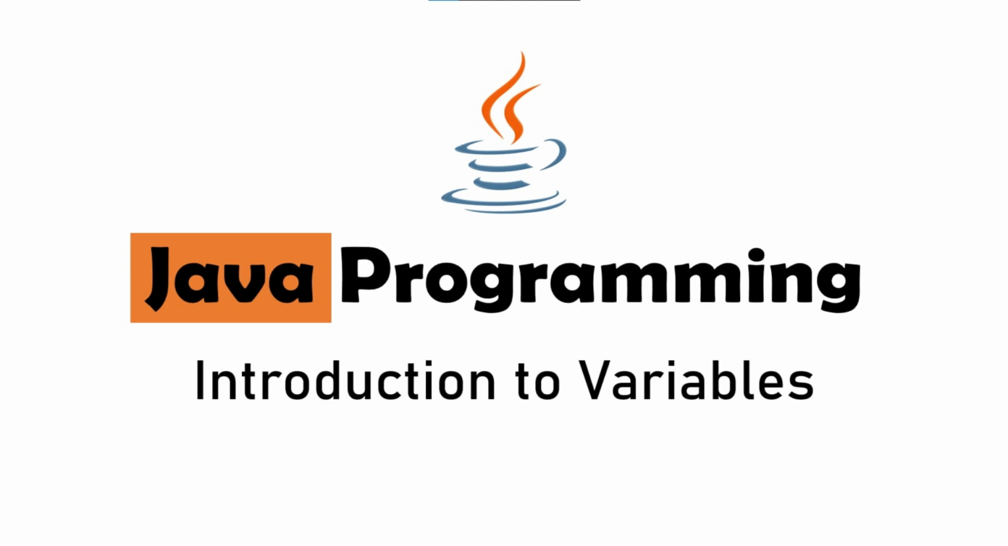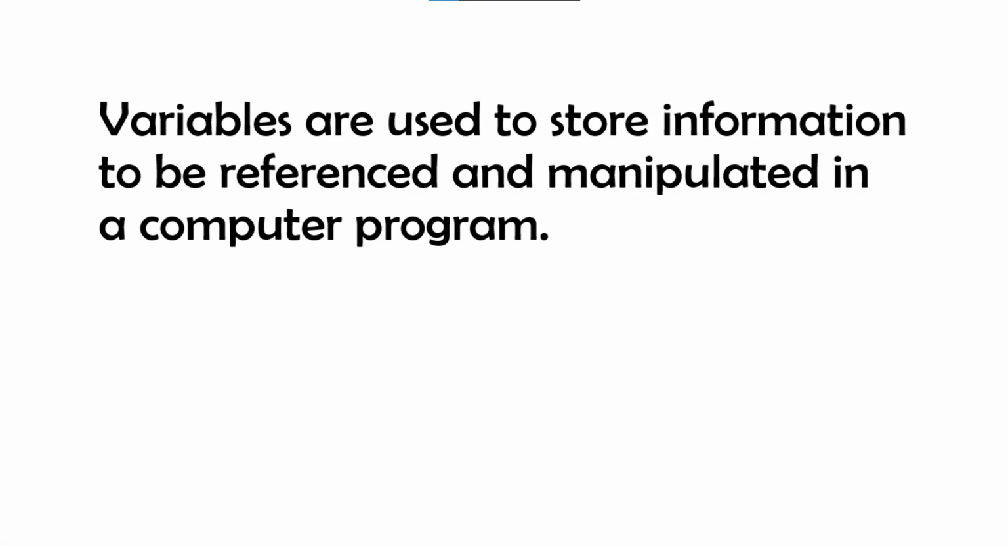I'm also gonna show you how you can apply and use variables in making a program here in Java. So first, let's understand what variables are. Variables are used to store information to be referenced and manipulated in a computer program. Ibig sabihin nito ay, ang variable is pwede natin lagyan ng information, let's say yung x sa math. If you put a number that is equal to x, then the x is a variable.